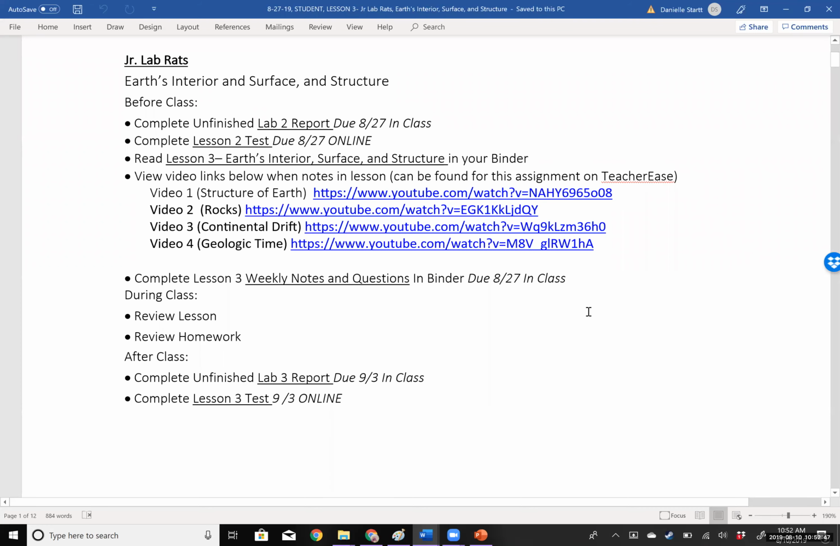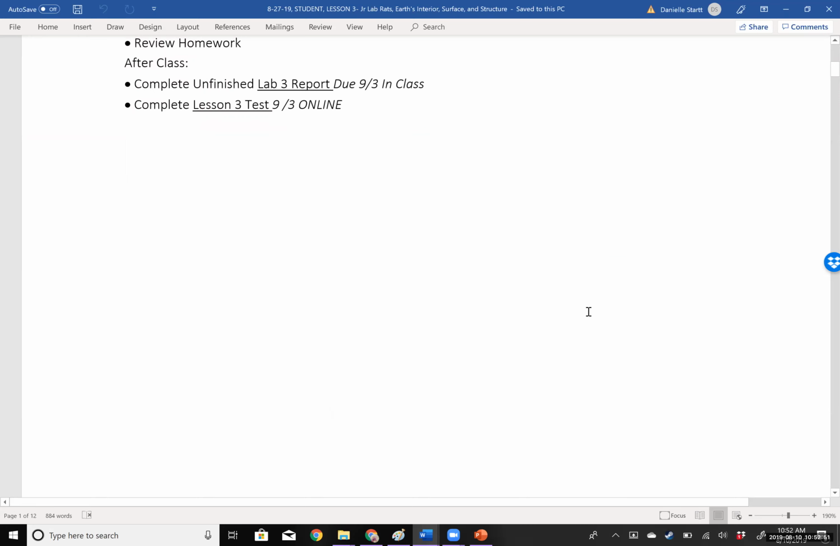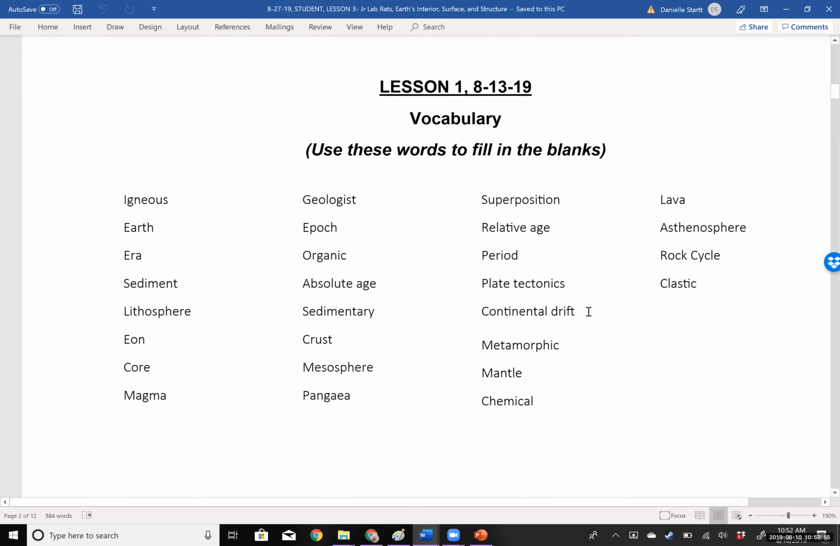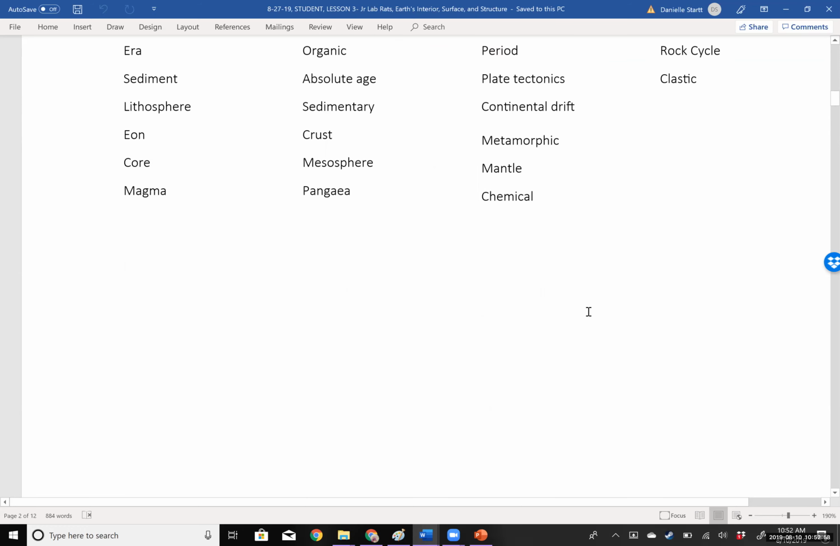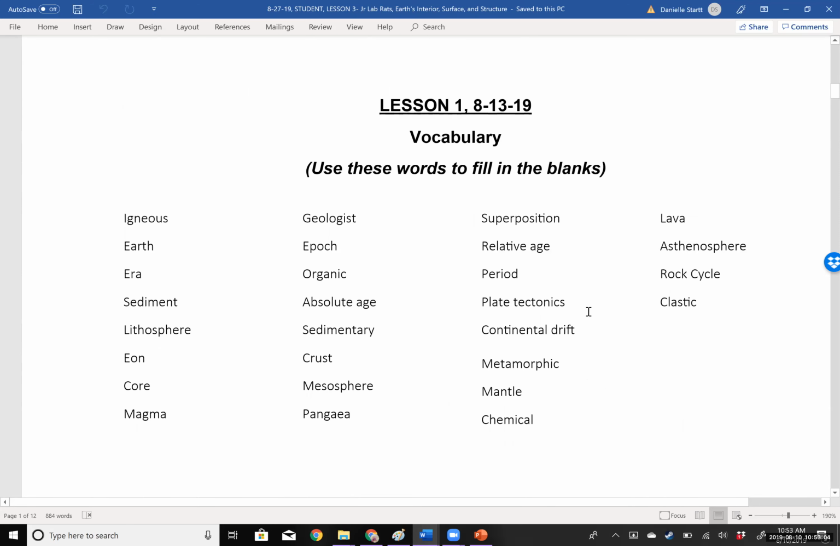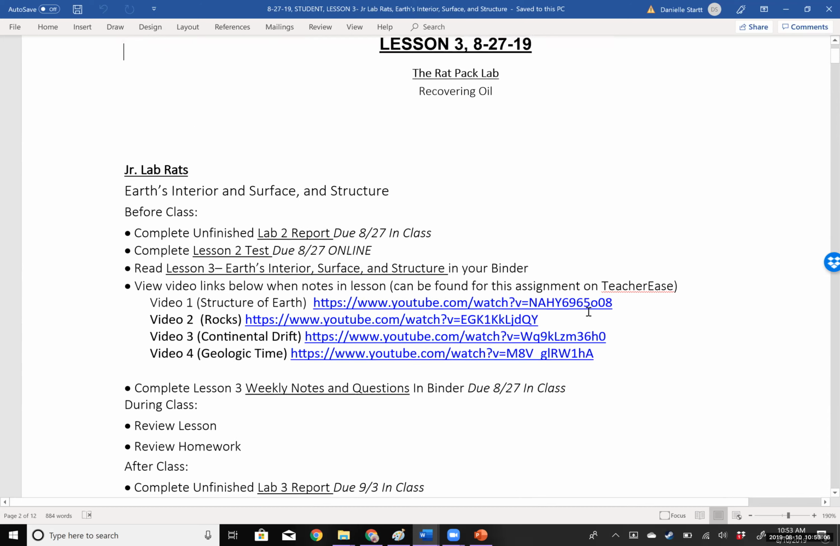So what I'm going to do is just read over your notes with you to make sure you have everything. So here we go. And here's your vocabulary for this week. And I think most of this is going to be defined as we go, so we don't need to go over them individually. And basically what we're doing here is we have some review of earth science.